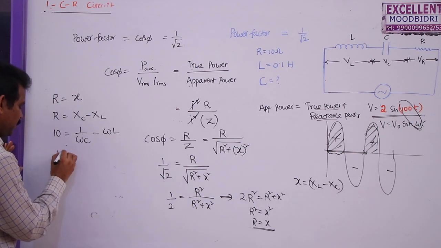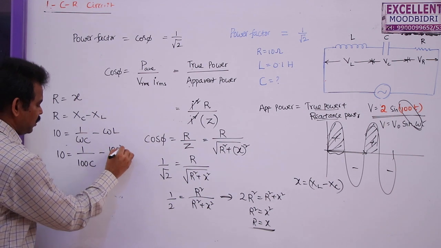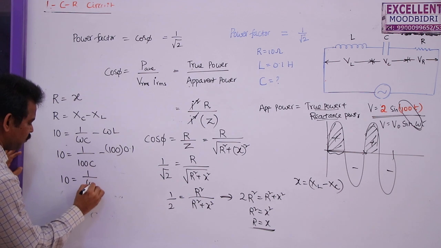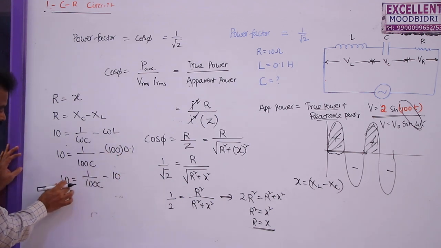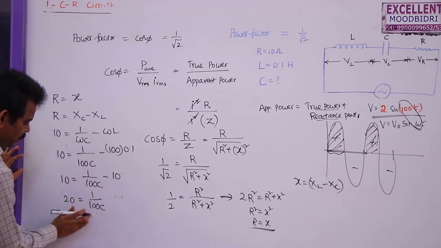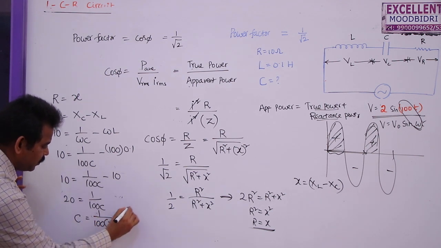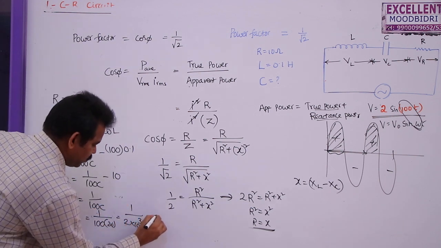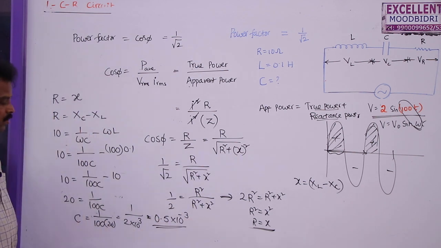So this will become 10 into 1 by 100 C minus 100 into L is equal to 0.1. So 10 is equal to 1 by 100 C minus, this is once again 10. If minus comes, this is 10 plus 10. Total it will become 20 is equal to 1 by 100 C. I need capacitance, which is equal to 1 by 100 into 20. This is 1 by 2 into 10 power 3. 1 by 2 is 0.5. So this is 0.5 into 10 power minus 3. So this is the option.